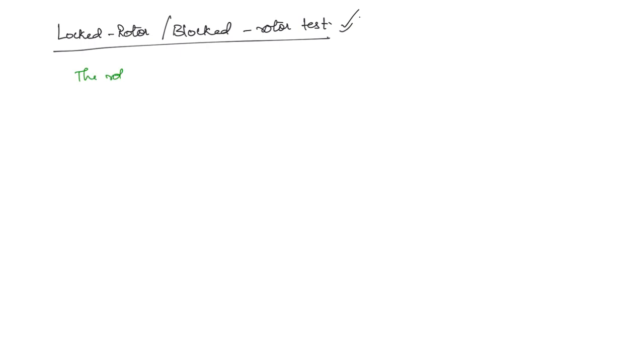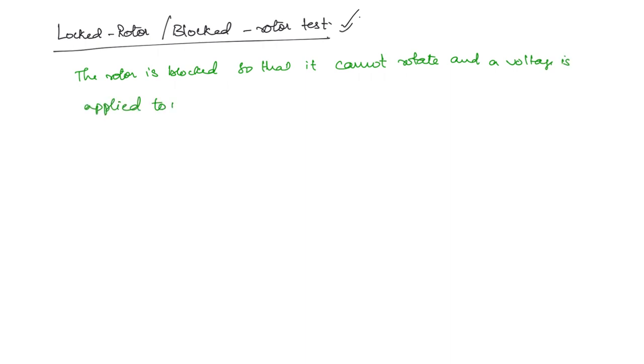The rotor is blocked so that it cannot rotate, and then a voltage is applied to it. Okay. So if the rotor is allowed to move, then it will become an open circuit test, okay, no load test. But since it is being blocked, we call it as being analogous to the short circuit test.